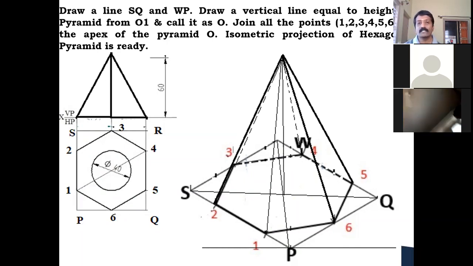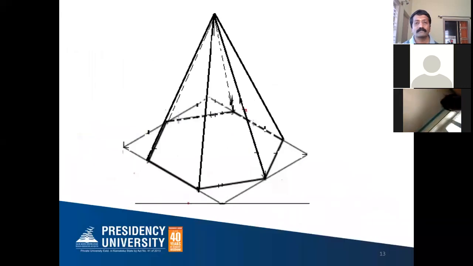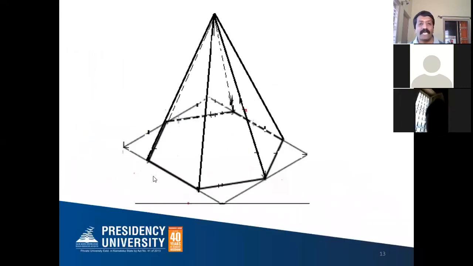So once you do this, the isometric position of the hexagon pyramid is almost done. The only thing left at the end is to identify the visible edges and hidden edges. You are all familiar with that. So the base edges concerned are 1, 2, 3, 4. These are all the outermost boundary lines. You can see this base edge and this base edge.